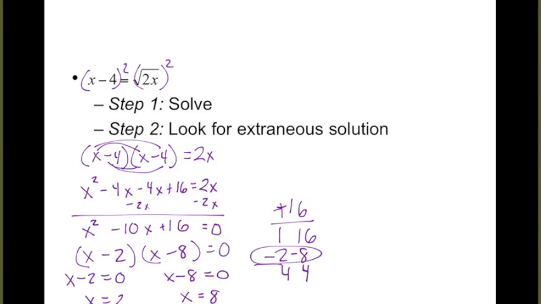So first I'm going to plug in 2. So I plug in and get 2 minus 4 equals square root of 2 times 2. 2 minus 4 is negative 2. Negative 2 is not the square root of 4. The square root of 4 is 2. So that doesn't work.